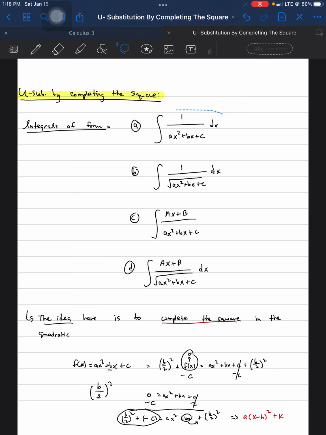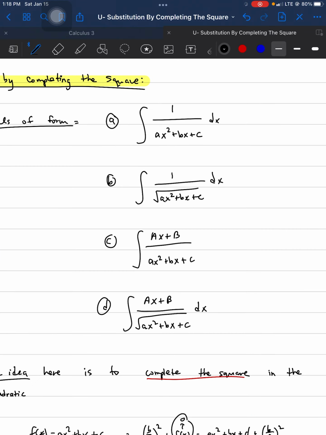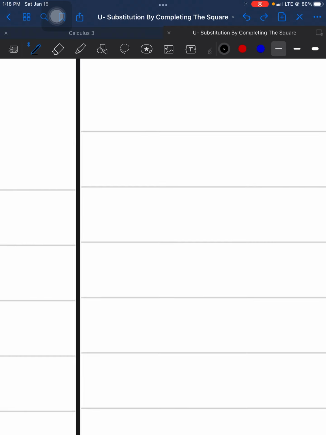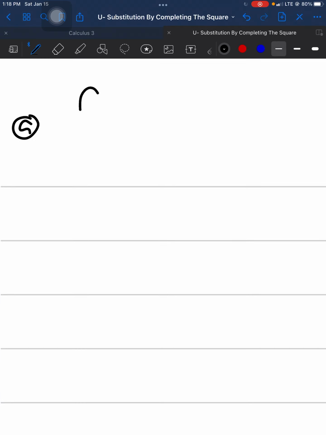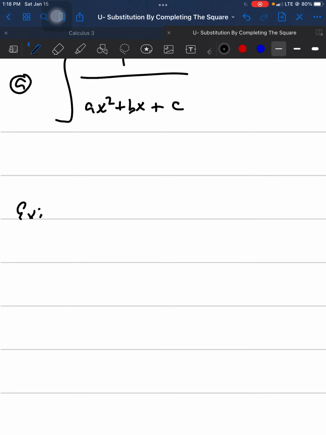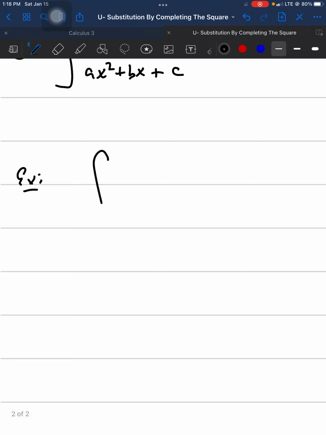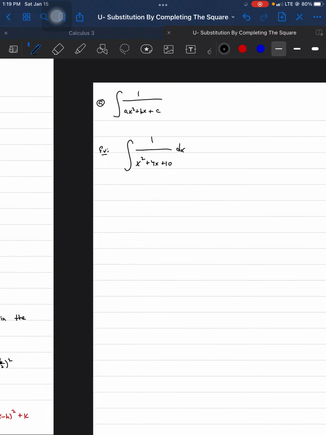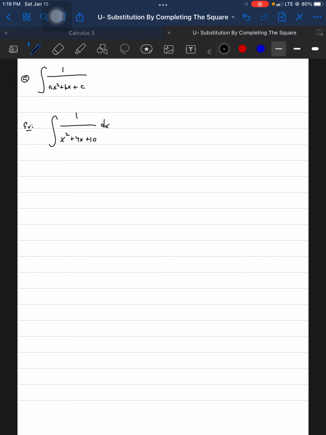So we're going to do an example for each one of these things. An example for A and an example for B, and so on. So let's first do an example for case A. Let's just write that up here: 1 over ax squared plus bx plus c. Example. So let's say we want to take the integral of 1 over x squared plus 4x plus 10 dx, right?